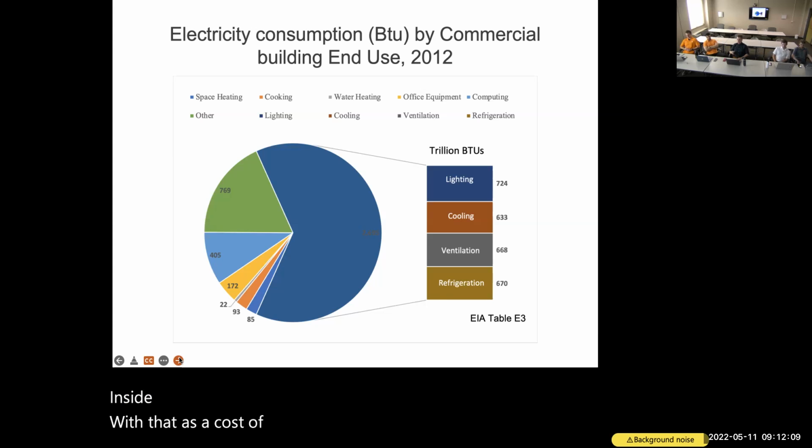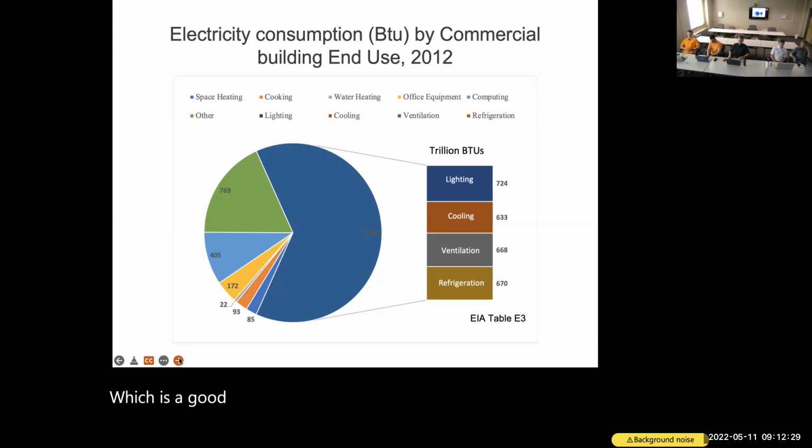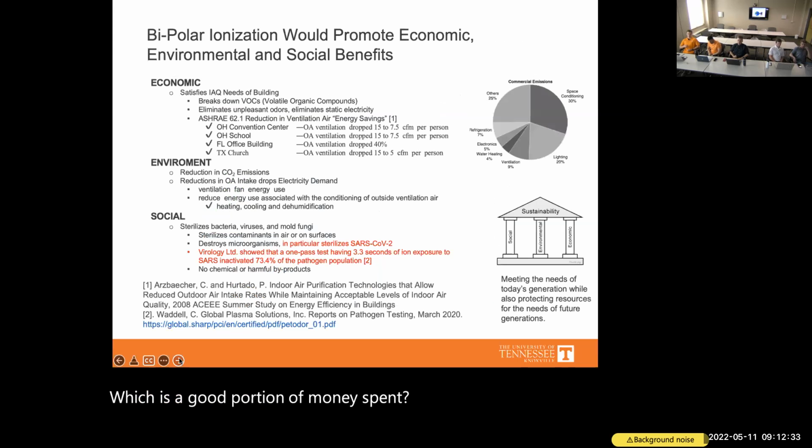Say you're on a hot summer day, it's over 90 degrees outside, and inside you want it to be around 70-some degrees. There's a lot of cost associated with cooling that air down. So currently, with the most common way of cleaning air, a good portion of money is spent on this whole ventilation and cooling system. So we'll move on to the next slide.